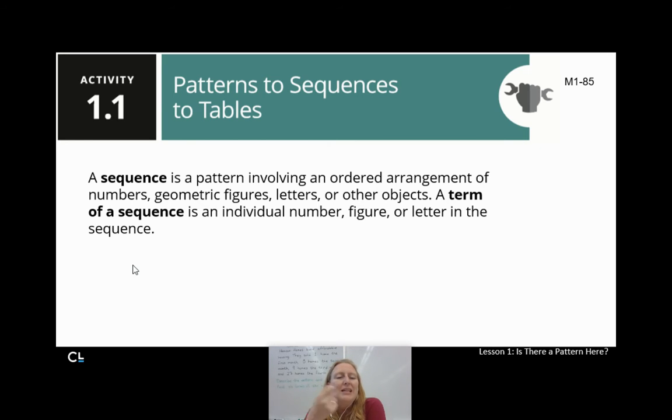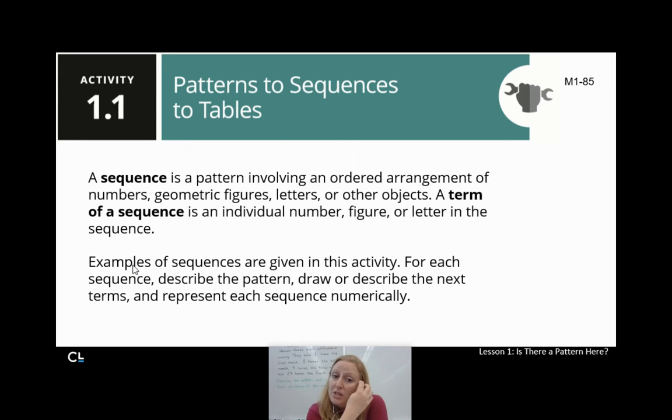A sequence is a pattern involving an ordered arrangement of numbers, geometric figures, letters, or other objects. So when we're talking about a sequence, we're just talking about an ordered pattern. That's really all we're talking about. A term of a sequence is an individual number, figure, or letter in the sequence. So if I were to pick one item out of my sequence, that would be a term of the sequence.